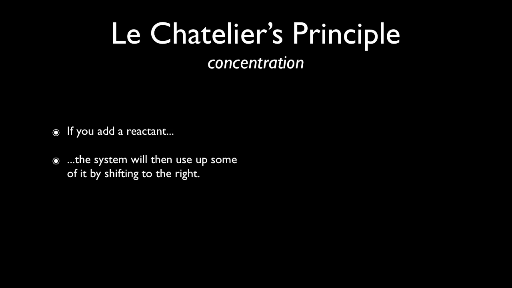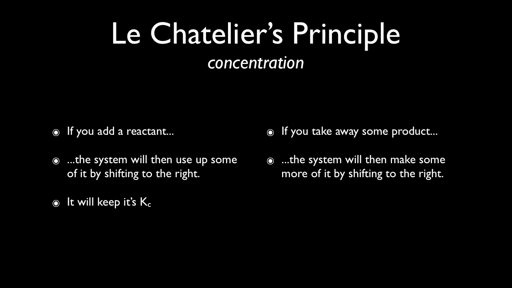Le Chatelier's principle regarding concentration. We can change the concentration of a product or reactant in a system simply by adding or removing more of that product or reactant. If you add reactant, the system will use up some of it by shifting its equilibrium to the right, and the equilibrium constant will stay the same. Conversely, if you take away some product, the system will make more of the product by shifting to the right, and it still keeps its equilibrium constant.